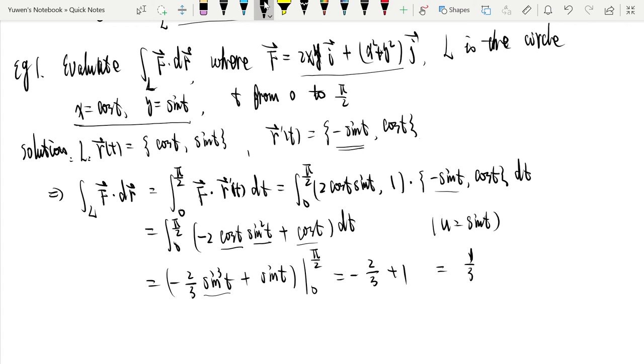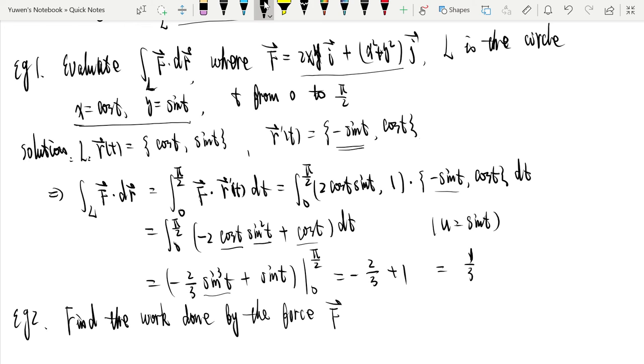Okay, that's the first example. Let's see the second example. Find the work done by the force F equals y minus x squared, z minus y squared, and x minus z squared along the curve.